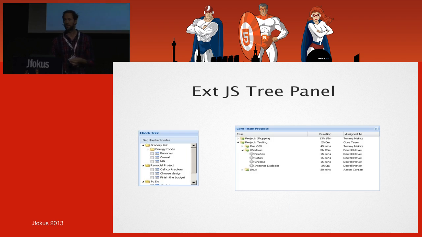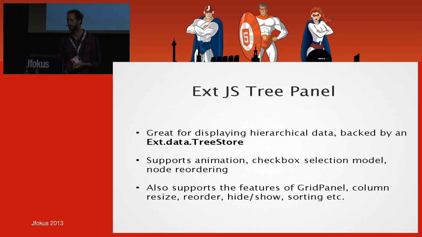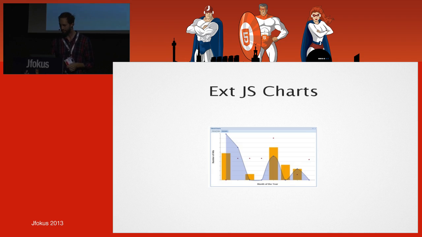And the sister of the grid is the tree. So you can put a single column tree if you want, or you can make it into a full-fledged tree grid on the right-hand side. Also kind of nice, you plug in a tree data store and you get animation. You have checkbox selection models. You can drag those nodes around and restructure the tree. And you also get all the nice stuff that comes from the grid, which means you can drag and drop columns all over the place and edit data and whatnot.